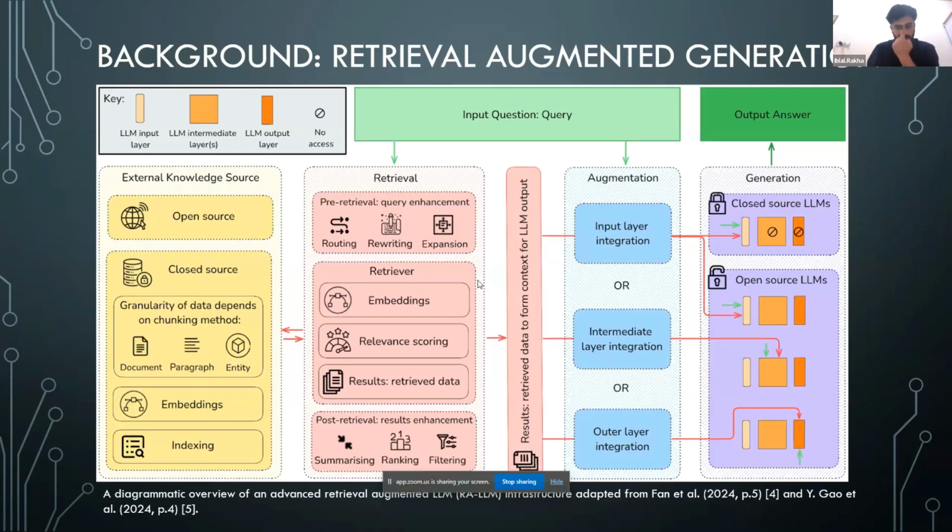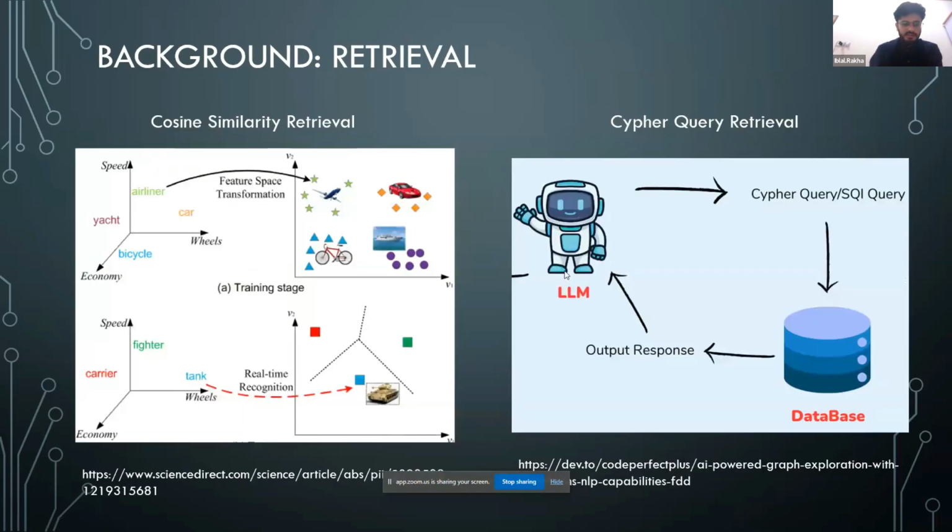So this diagram just shows its model after Fan et al., but it shows how a patient input question can be used to retrieve knowledge from an external knowledge source, which is then used to generate an answer. So with regards to retrieval, there's a number of different methods of retrieval, but for this study, we decided to use two for the sake of time: the cosine similarity retrieval and Cypher query retrieval.